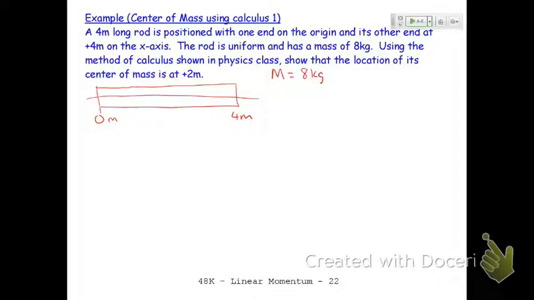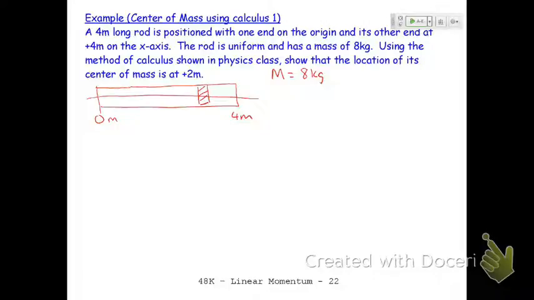And using the method of calculus, as shown in physics class, show that the location of the center of mass is at plus 2 meters. Well, yeah, we know that. It's a uniform rod. So, what am I doing here? I'm just learning the technique. Okay, well, if that's what we got to do, that's what we got to do.